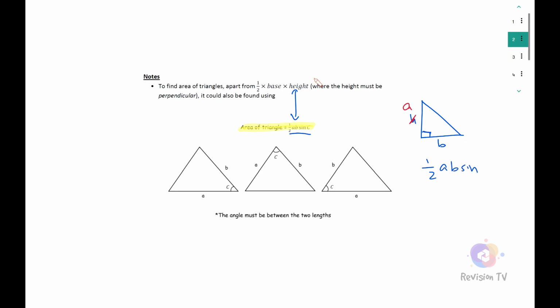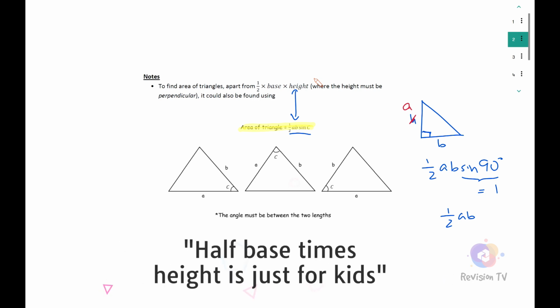What's a C angle? C angle is a 90 degree. And if you know your exact value of trigonometry, sine 90 equals, well, it should be telling me, yes, 1. So sine 90 is the same as 1, so that's the same as half A times B. That's the same as half base times height. Therefore, half AB sine C literally is the area of triangle, bar none. Half base times height is just for kids.